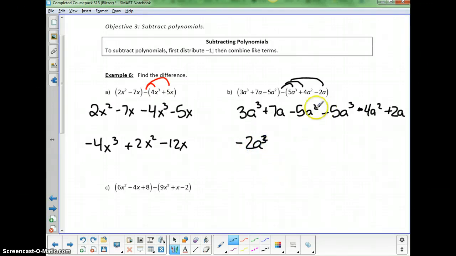Next, I'm going to look for a squareds. Here they are. Negative 5a squared minus 4a squared will be negative 9a squared. And finally the a's, 7a and 2a for 9a.